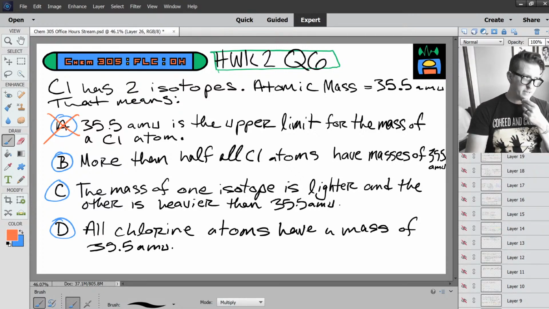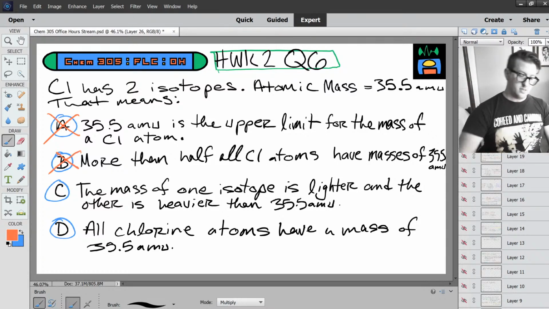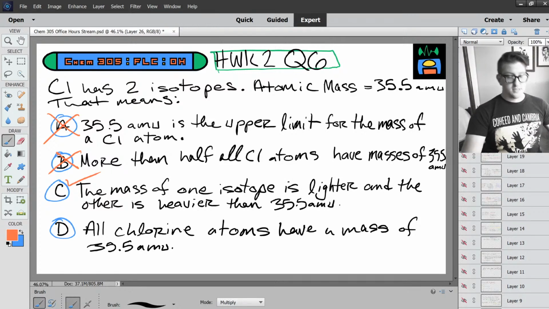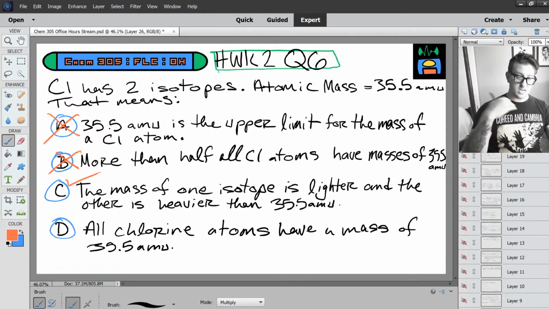If half of them had masses of 35.5, then when you took the average it would be lower, so that is also incorrect. The mass of one isotope is lighter, the mass of the other one is heavier. This one is actually true, right? Because if 35.5 is a weighted average, if it falls in between the two masses, one's got to be heavier, one's got to be lighter.